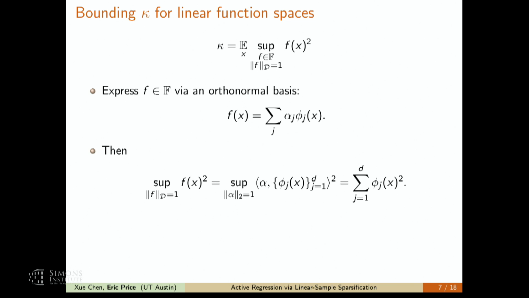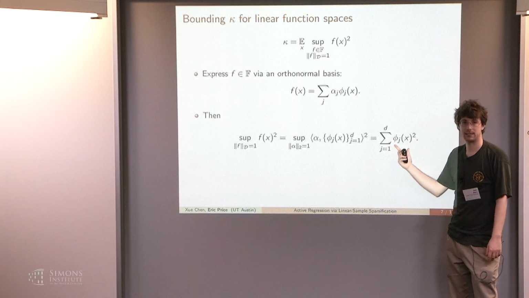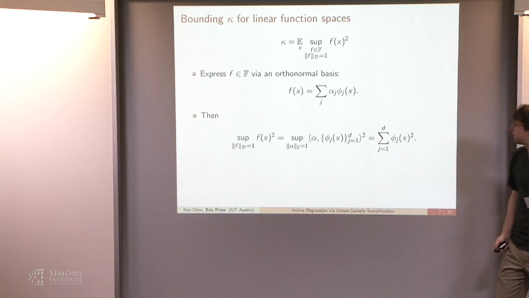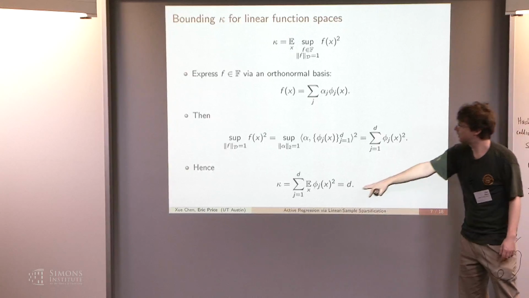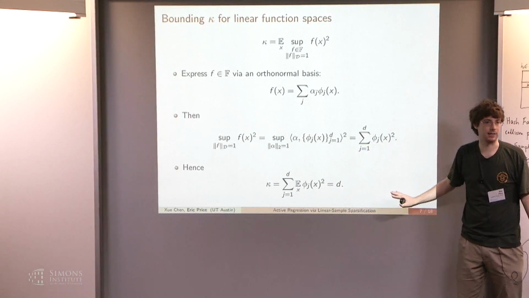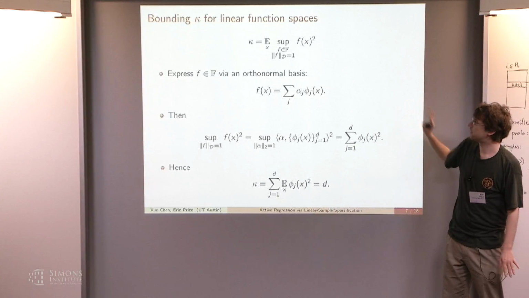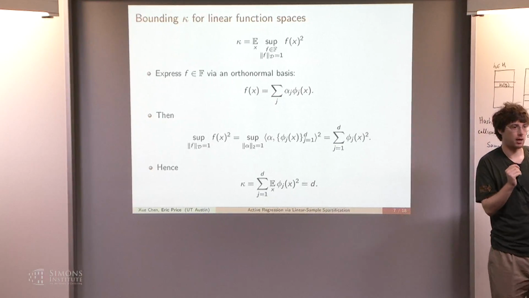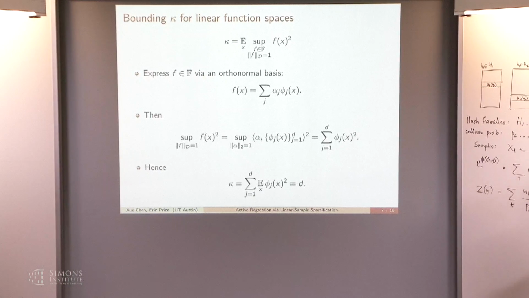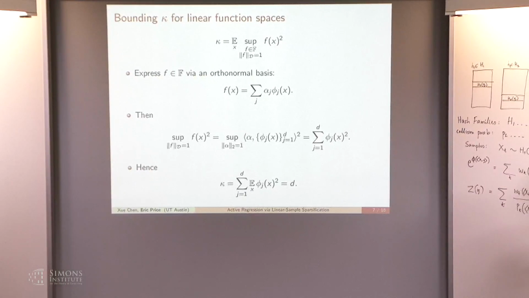And now, what is this? If I take an inner product squared and the supremum over all alpha of L2 norm 1, it's going to be maximized if alpha is in the direction of this vector. So you're going to set alpha to be phi j divided by its norm. And so the value you get is exactly the sum of phi j of x squared. And now the expectation of this is going to be exactly d. So for linear spaces, this expected sup is exactly d. And so this gives the order d log d bound.